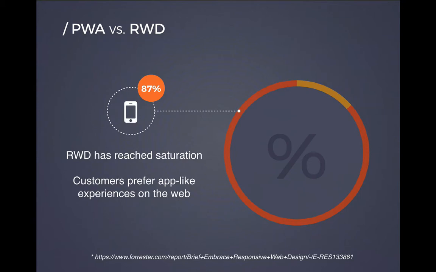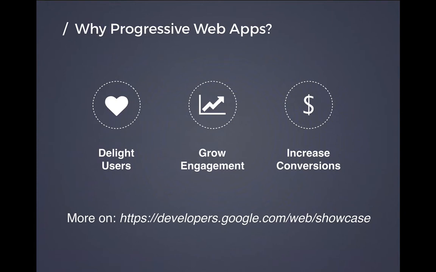In addition, last year, Forrester identified that responsive web design has reached saturation, with over 87% of digital experience makers embracing it, and that a shift in customers' expectations to prefer app-like user experiences on the web is taking place before our eyes. So why progressive web apps?